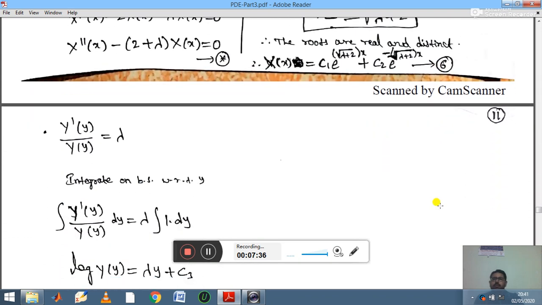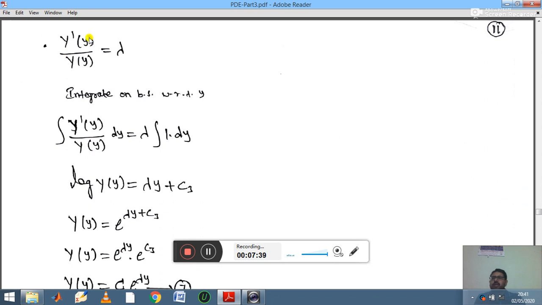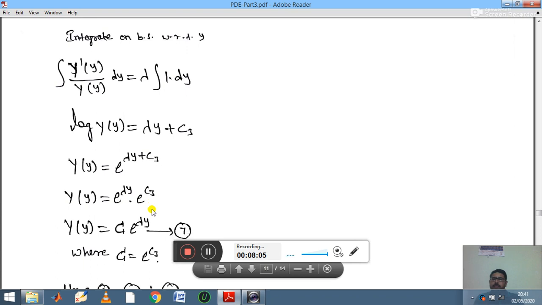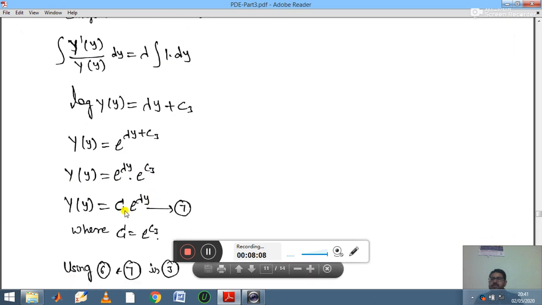Now let us solve one more ordinary differential equation: Y dash of y divided by Y of y is equal to lambda. Integrate on both sides with respect to y. Therefore you get log Y of y is equal to lambda y plus c3. Then send the log term to the RHS: Y of y is equal to e power lambda y plus c3. Split this exponential term: Y of y is equal to e power lambda y into e power c3. In place of e power c3, use the notation capital C. Therefore Y of y is equal to capital C into e power lambda y, which is the second solution.